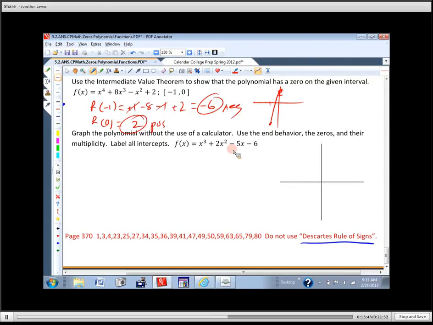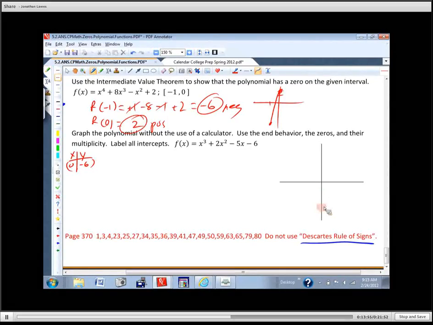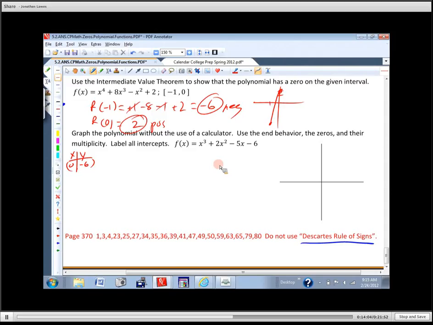There is, however, an intercept that we can write down right away. What is it? -6. Okay, so if we plug in a 0 for x, we get out a -6. So we know it crosses the y-axis at -6. Okay, now we want to figure out what the zeros are. In order to figure out the zeros, we want to figure out what the factors are. Okay, because we want to figure out their multiplicity and that sort of thing. Does it touch or cross at each one of those?